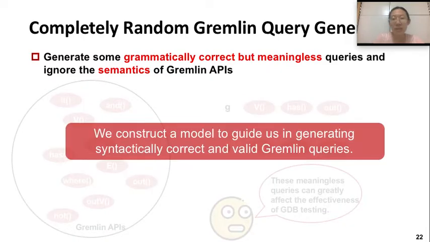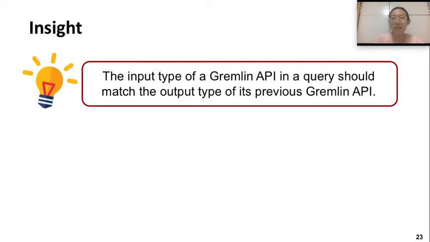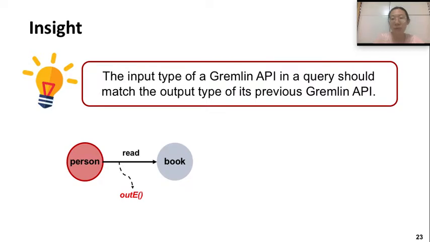Therefore, we construct a model to guide us in generating syntactically correct and valid Gremlin queries. We first analyze the constraints about how to link Gremlin APIs and found that the input type of a Gremlin API in a query should match the output type of its previous Gremlin API. For example, the person's altE edge is read, so for the API altE, its input should be a vertex set and its output is an edge set. As such, we can link the API altE after API V, but not link it after API E.